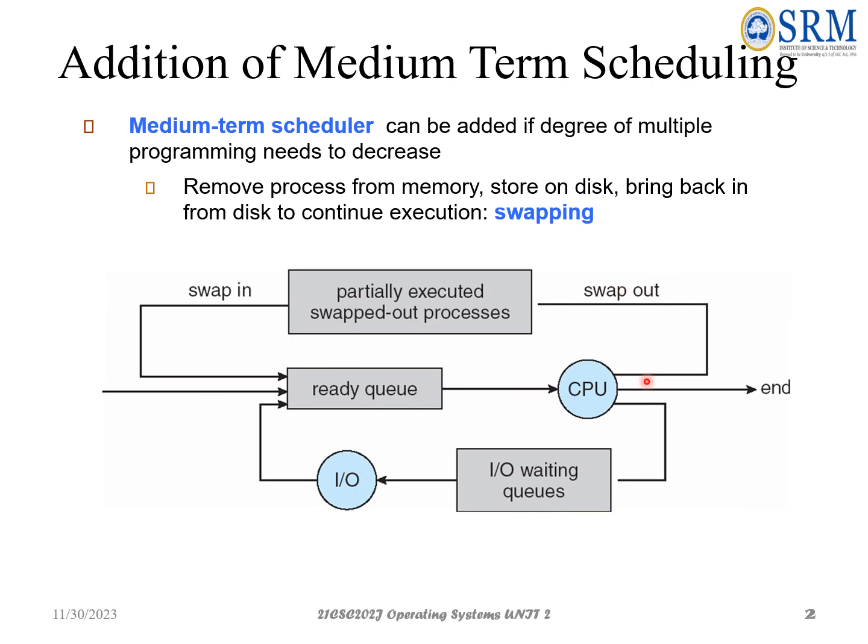This swapping operation, from the CPU again to the ready state and then coming back to the CPU, this swap-in and swap-out operation, we can term mid-term scheduling.